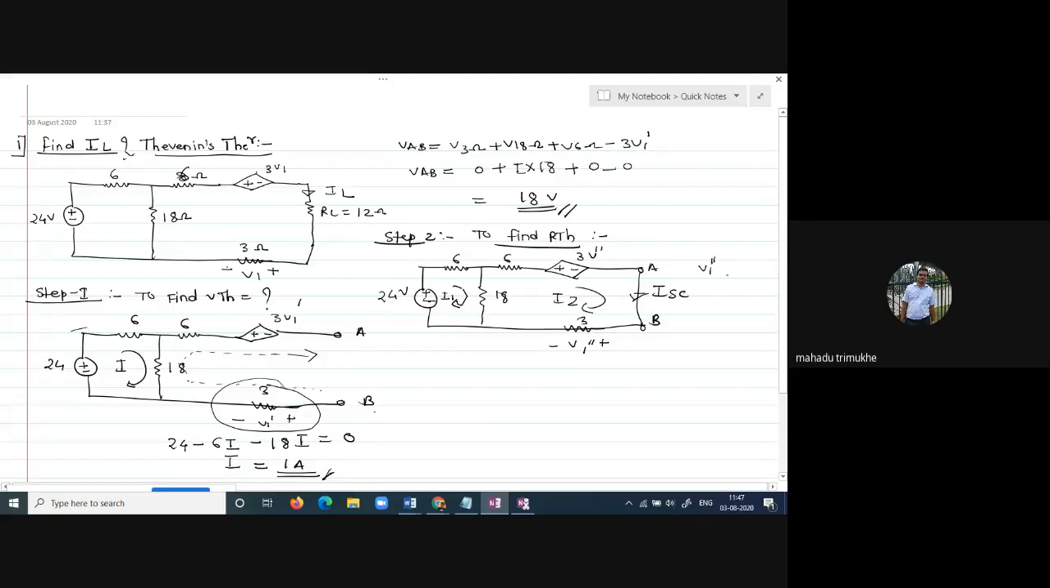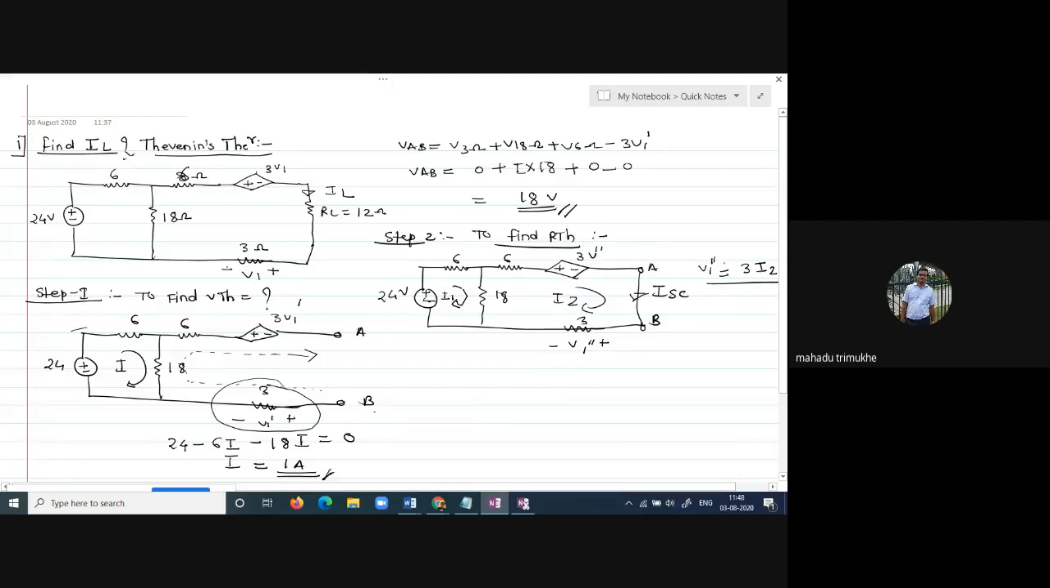V1 dash is the voltage across the 3 ohm resistor, and the current is from positive to negative, so it is 3 times I2, that is 3 I2. This is your V1 dash. Suppose the current is from minus to plus, then at that time it is minus 3 I2. You have to keep that in mind.